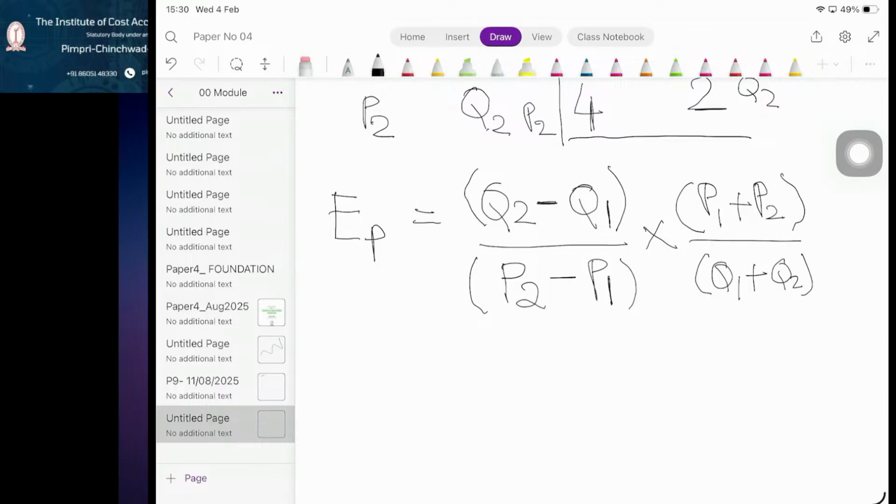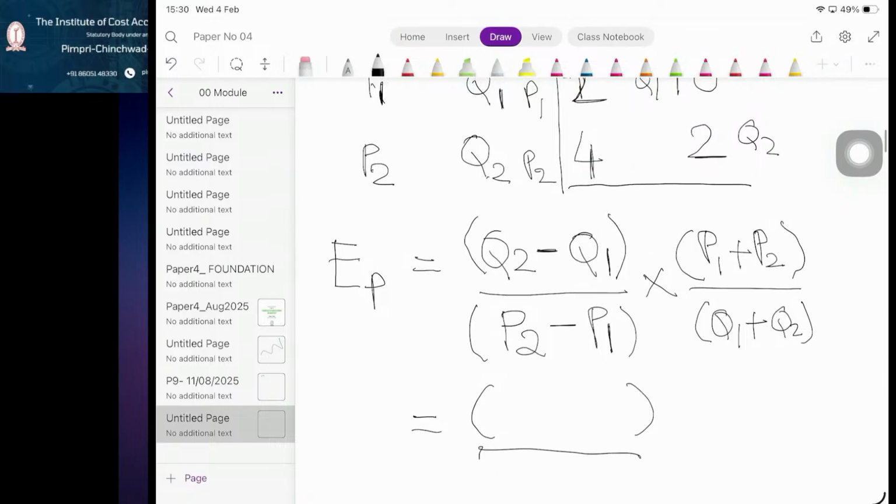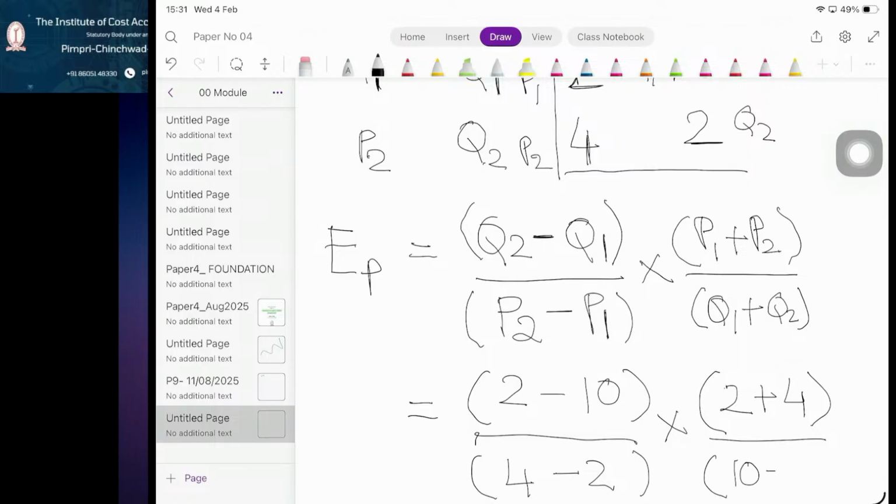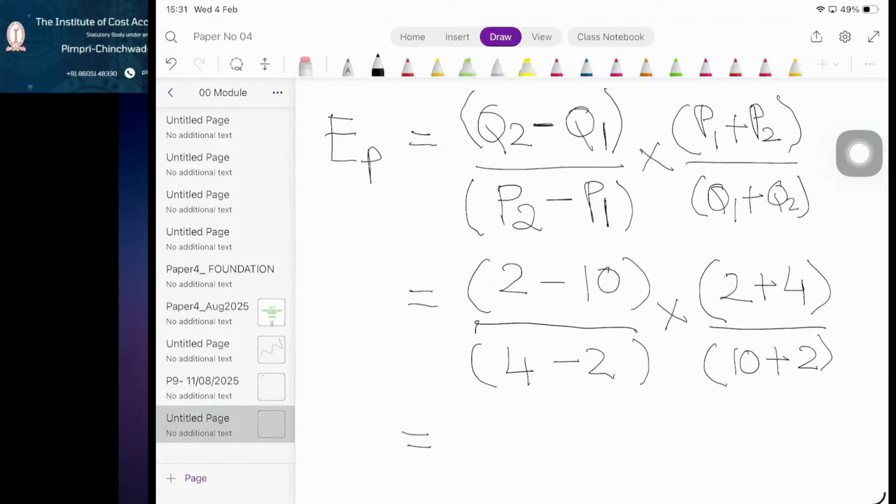Can somebody tell me what should I write for the numerator? Q2 minus Q1, what should I write? 2 minus 10. Is that fine? And what should I write for P2 minus P1? 4 minus 2, correct. And here it will be 2 plus 4, and it will be 10 plus 2. Okay, perfect. Do the multiplication calculation. Tell me what is the answer that you get.